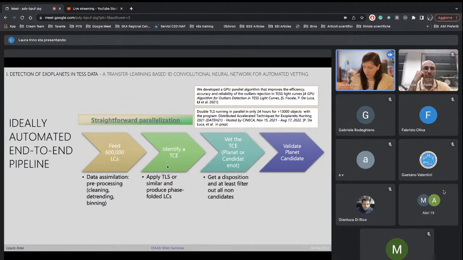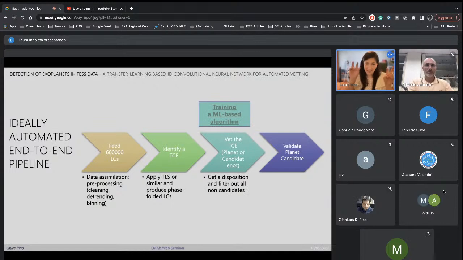And then we also produced a code that applies the TLS fitting in parallel for thousands of light curves simultaneously, and this was run on the Cineca facilities. We still have some computational time to do that, and it will take only 1 day to run for 10,000 objects and more. And this is a project led by one of our collaborators, Pasquale De Luca.